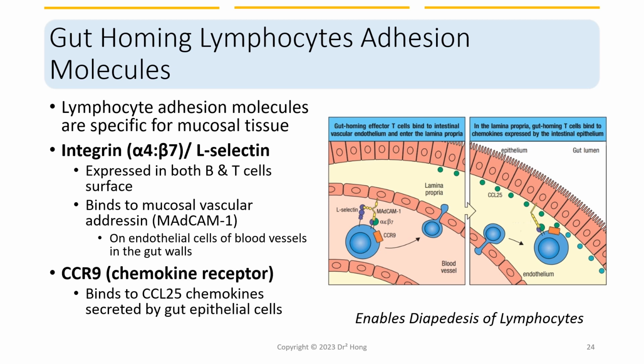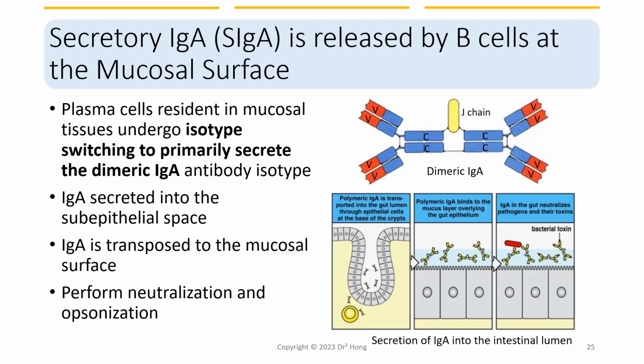propria. In the lamina propria, gut-homing lymphocytes use the CCR9 chemokine receptor to bind to CCL25 chemokines secreted by the gut epithelial cells. These features allow gut-homing lymphocytes to go back to the intestinal area and perform their functions. Gut-homing B cells differentiate into plasma cells and undergo isotype switching to primarily secrete the dimeric IgA antibody isotype. This IgA is transported to the mucosal surface and performs neutralization and opsonization.